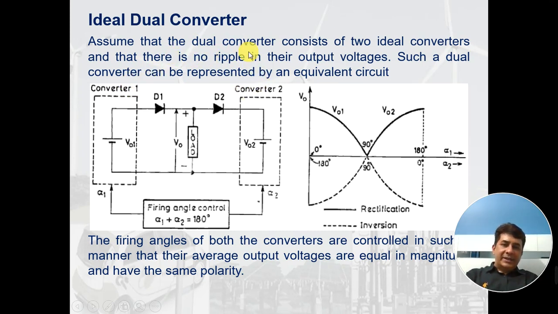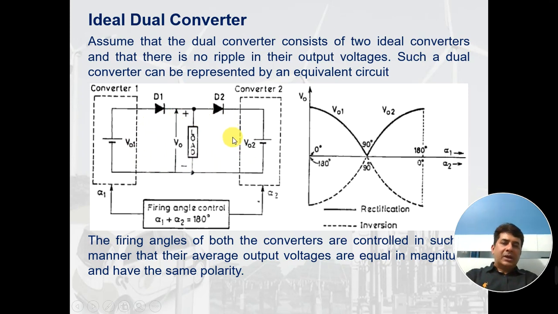So at any time this voltage may be less than this voltage. If this voltage is greater than this voltage, there will be a flow of current from this converter to this converter. And if this voltage is greater than this voltage, there will be a flow of current from this converter to this converter. So if these two voltages V01 and V02 are not exactly the same, there will be a circulating current produced between these two converters.